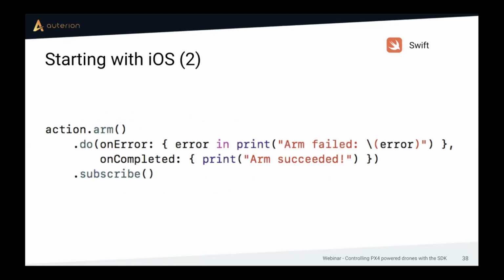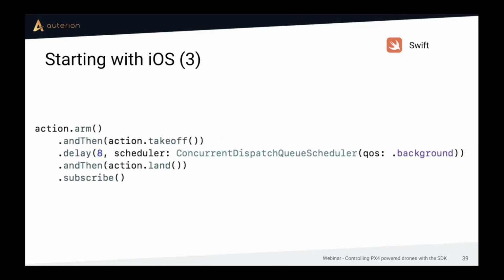So before I subscribe, I just say, okay, from my arming completable, it's called a completable in Swift, in RxSwift. I just say, okay, do on error, you do something. That's some kind of lambda expression. So I print arm failed. And if it works and completes, then I say, okay, arm succeeded. Quite easy, right? And we can continue composing events like that.